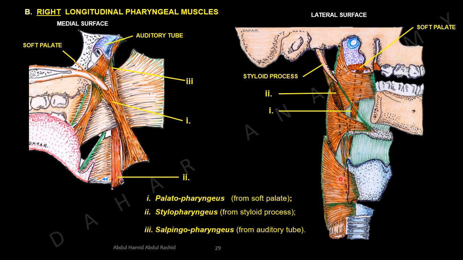So, inner groups of muscles, three longitudinal pharyngeal muscles are: number 1, palatopharyngeus, coming from the soft palate to the pharynx. Number 2, stylopharyngeus, coming from the styloid process to the pharynx. And the third one is salpingopharyngeus, coming from the auditory tube to the pharynx. There are three inner groups of muscle, longitudinal pharyngeal muscles.